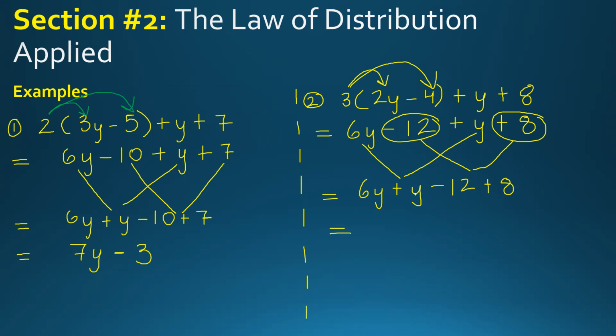6y plus y is what? 6y plus y. Remember, this is actually 1y. 7y, that's correct. And negative 12 plus 8. Remember, you owe someone $12, but you have $8. How much do you still owe them? Negative 4. Yes, you still owe them $4, so negative 4. So the answer is 7y minus 4.